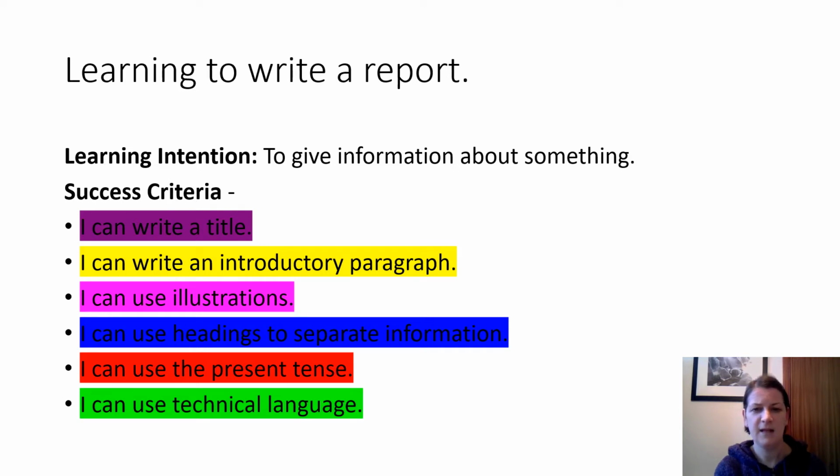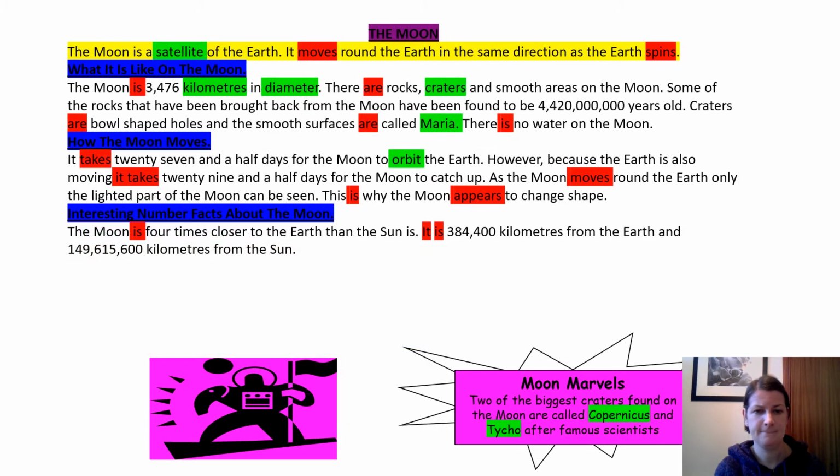I have highlighted the success criteria different colours like we do in class to help us find the success criteria in the step 4 example, the moon. Okay, using the colours from the learning intention and success criteria sheet that we've just looked at, I have highlighted all the success criteria in step 4, the moon report. For future reports, you can try and do this step for yourself.